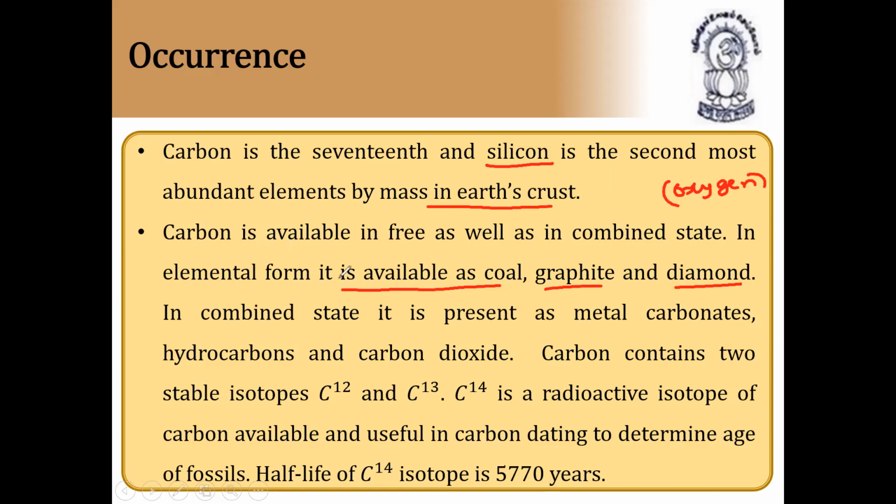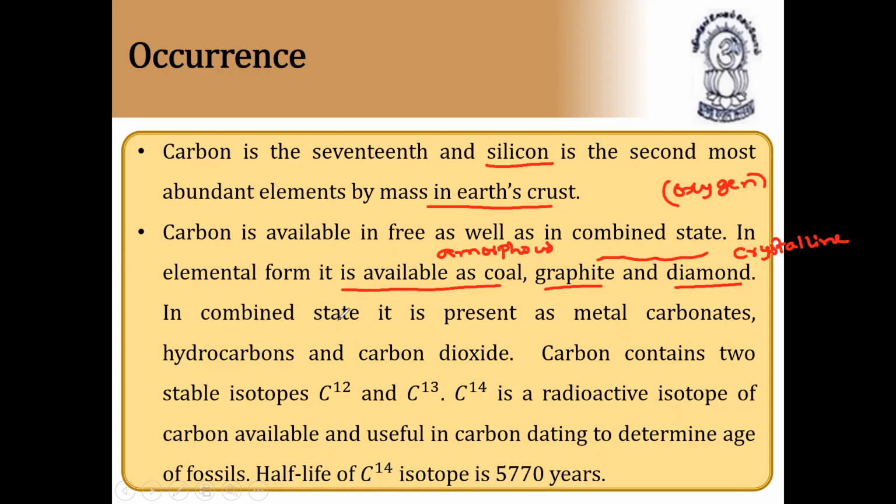In elemental form, carbon is available as coal. Coal is nothing but the amorphous form of carbon. Graphite and diamond are crystalline forms of carbon. They exist as crystals, the crystalline forms of carbon.